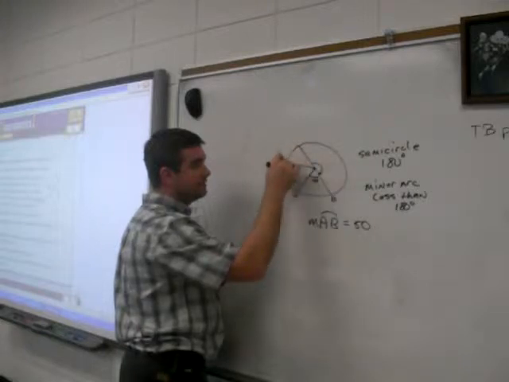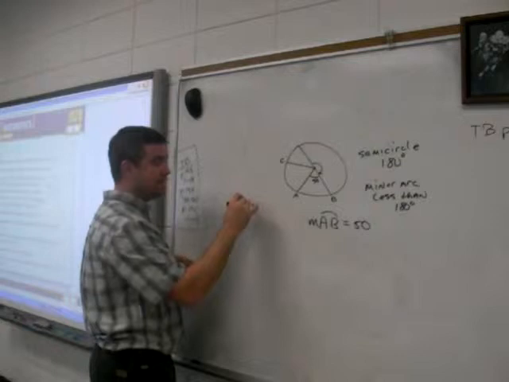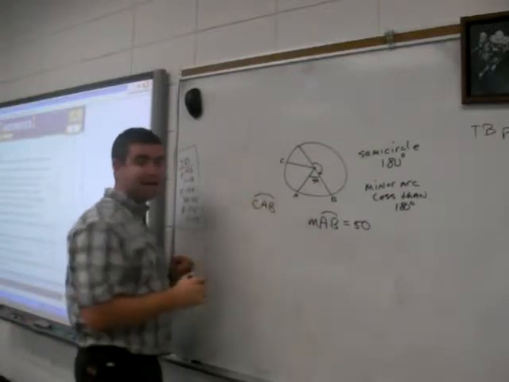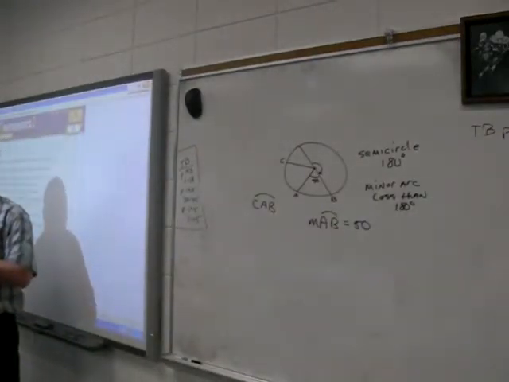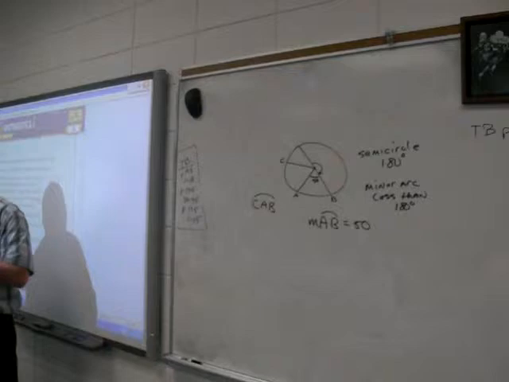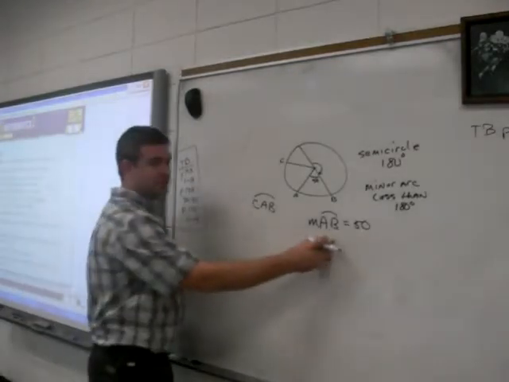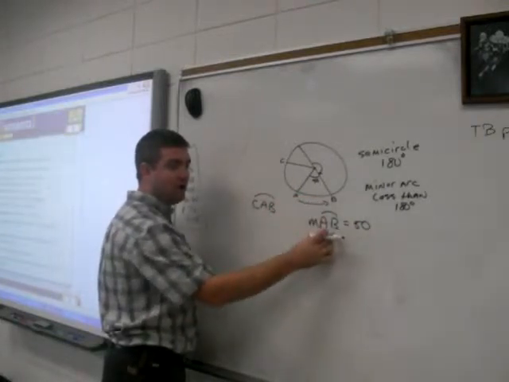Let's do this and say C here. I could say arc CAB. Is that a minor arc? Is it going to be less than 180? Yes, it is. How many letters does it have? It has 3 letters. So 2 letters, A to B, is always going to be a minor arc.